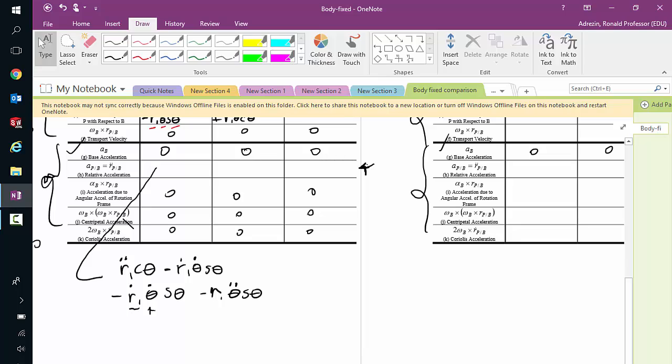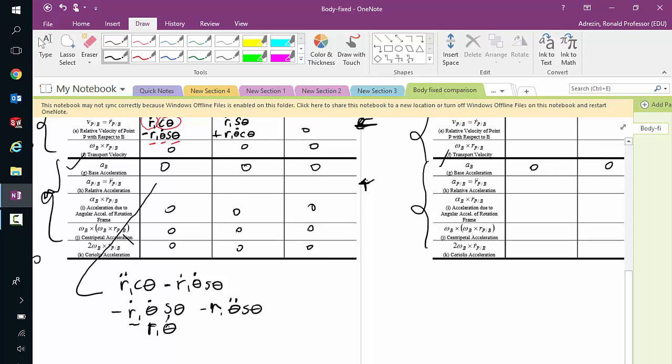Oops, I gotta move it around, sorry. Minus R1, look at it, theta dot. Sine theta becomes what? Cosine theta times another theta dot, so it's theta dot squared. So this right here, these five terms, if I didn't make any mistakes, go right in here.